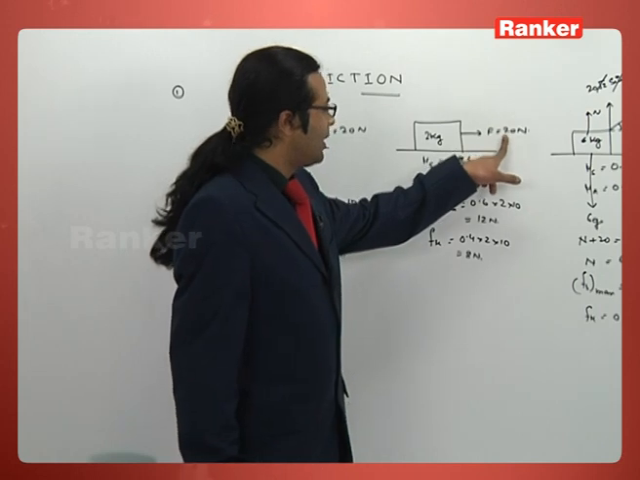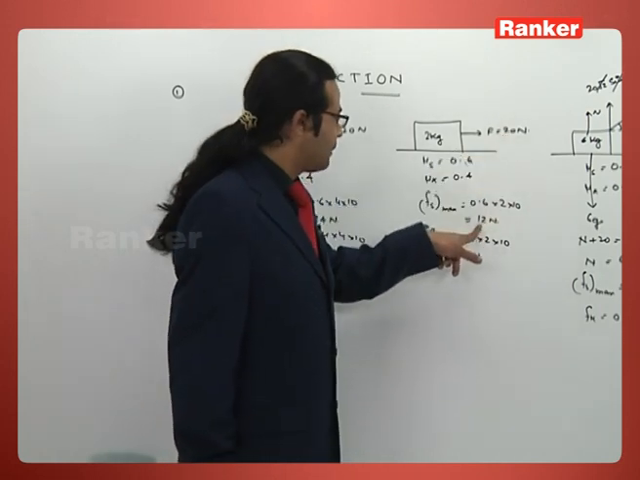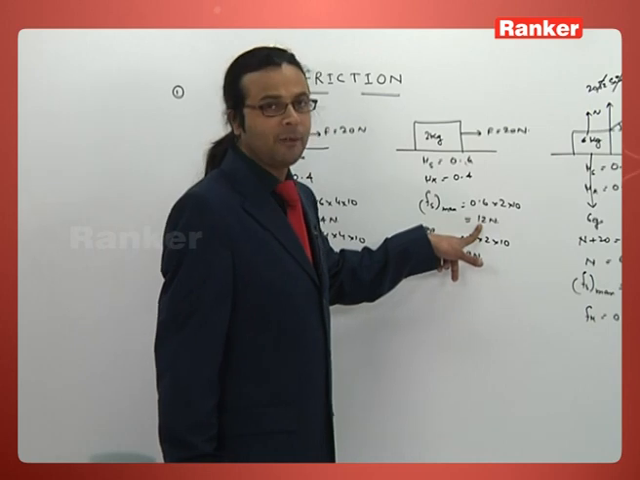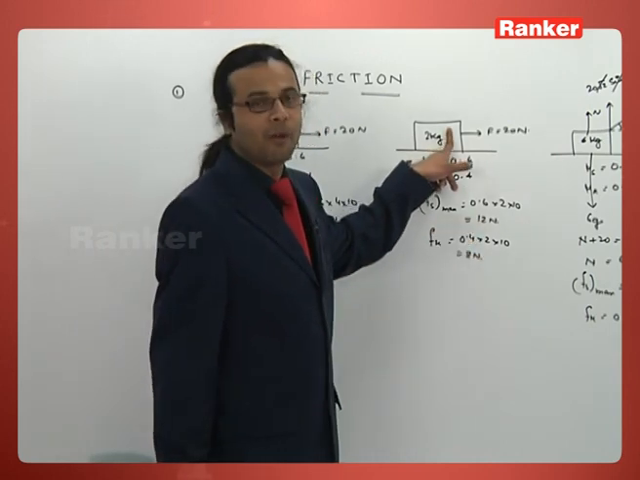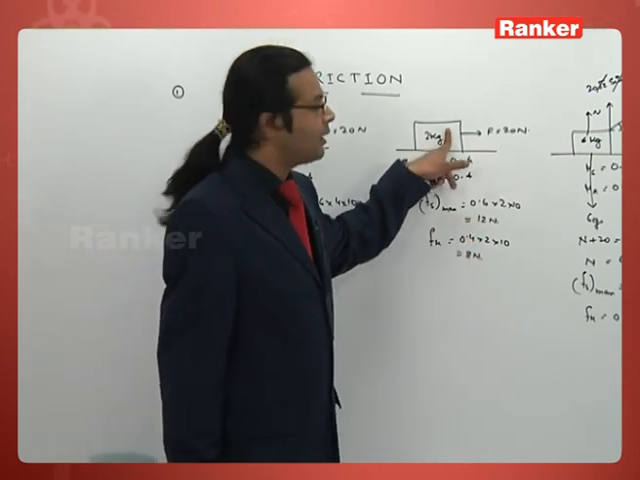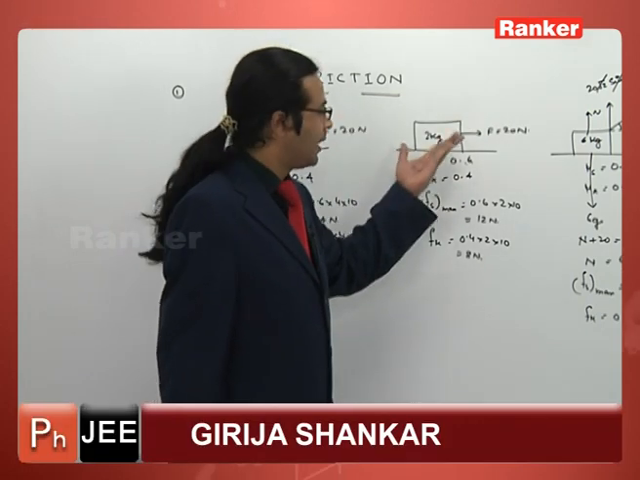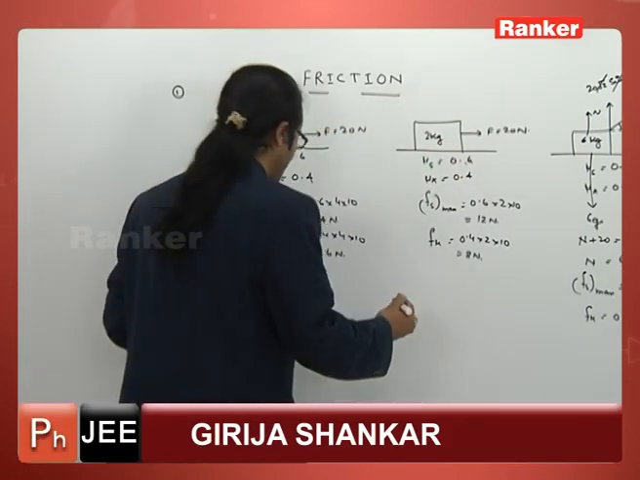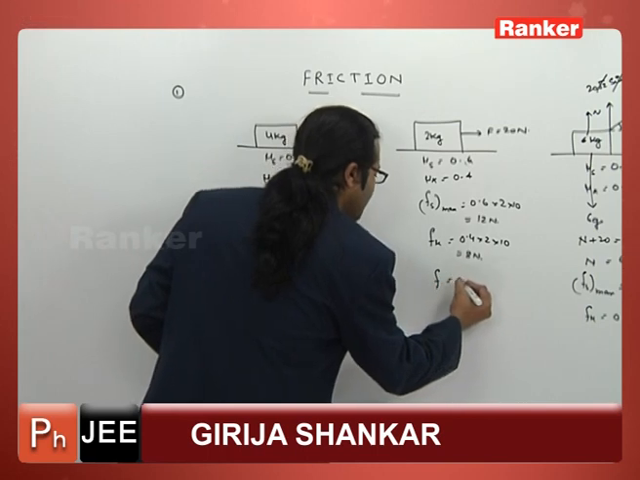Here 20 Newton is the applied force. Maximum static frictional force is 12 Newton. So obviously the 2 kg block will be under the state of acceleration. It will move, it has already slipped. So here frictional force will be kinetic. So F will be nothing but 8.